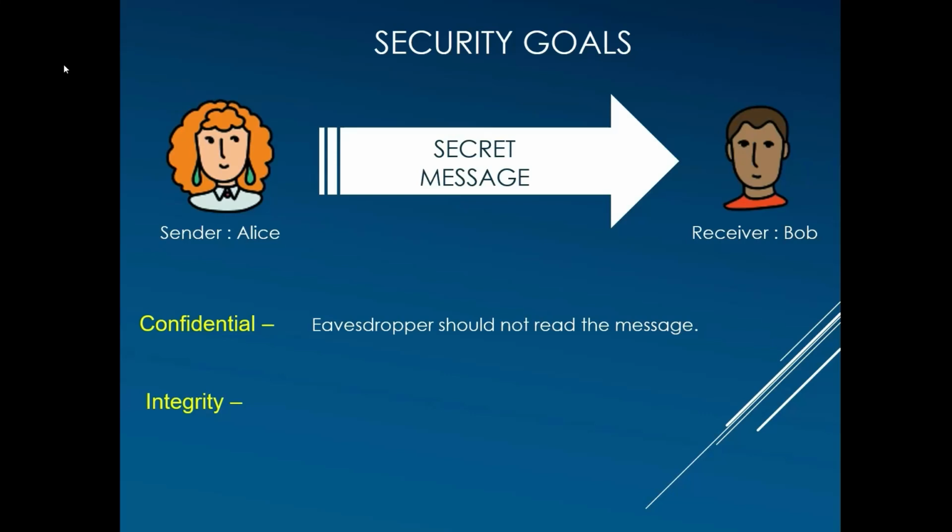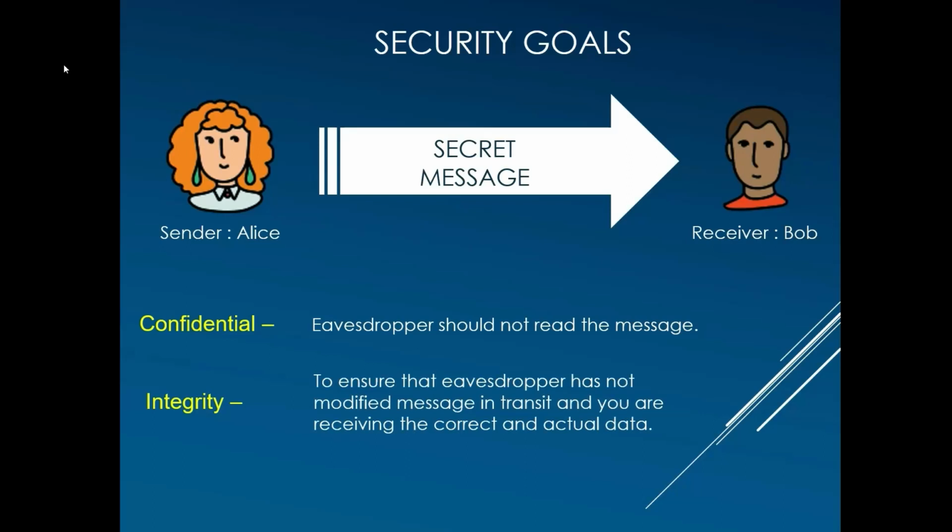So a good cryptographic algorithm has to have some means by which it can check whether the data is modified or not. If it is modified, you can reject it. If it is not modified, you will accept it. So a good cryptographic algorithm should prevent an eavesdropper from modifying the data. That is, it should ensure that the eavesdropper has not modified the data in transit and you're receiving the correct and actual data.